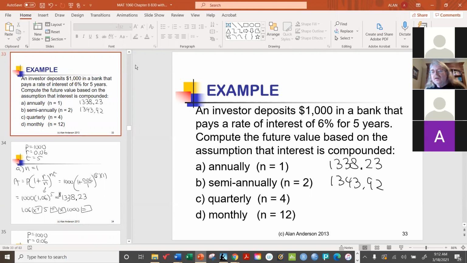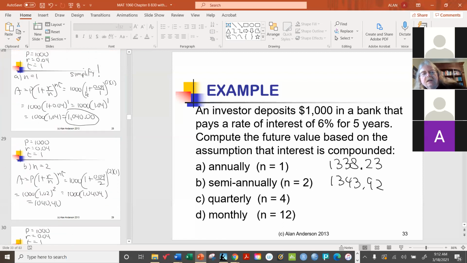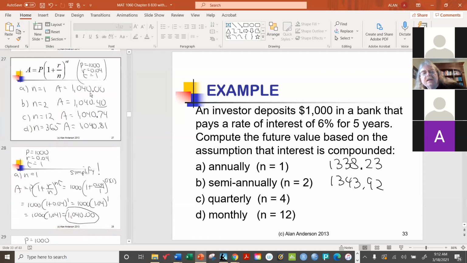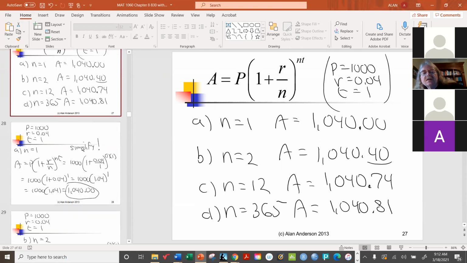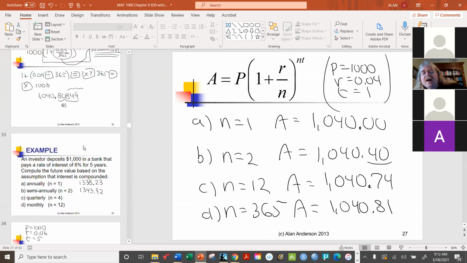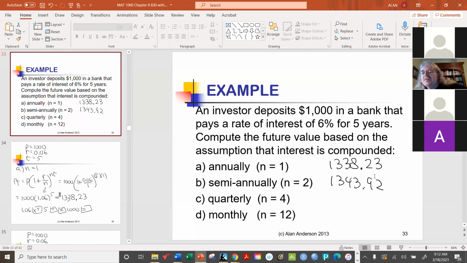By the way, if you noticed, when we did this in our original example, the differences between these four cases were quite small because the money was only kept in the bank for 1 year. Because now the money is being kept in the bank for 5 years, the differences between these cases will be larger. In other words, the compounding has a bigger effect when the money is kept in the bank for a longer period of time. All right, so just keep an eye on that.